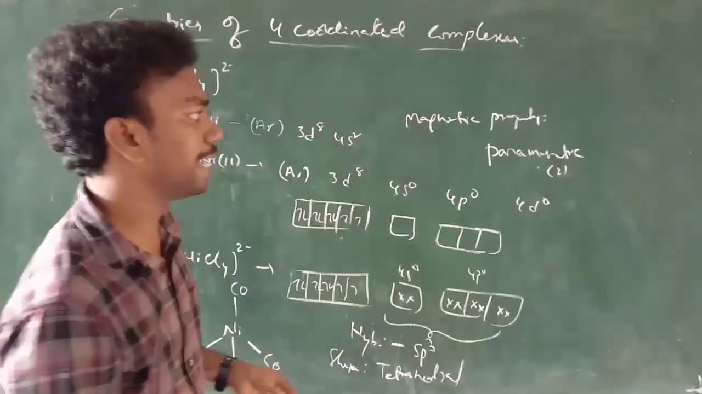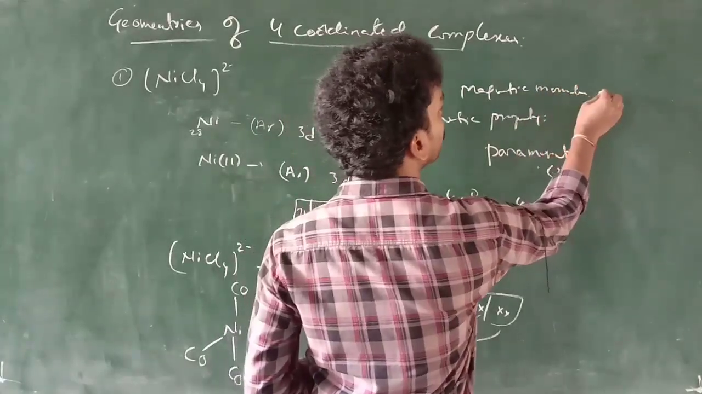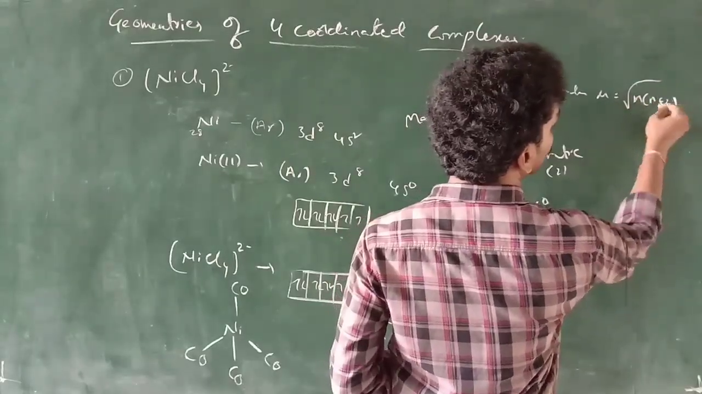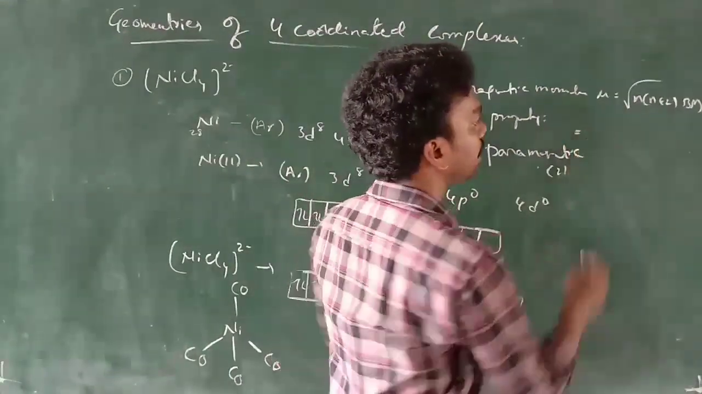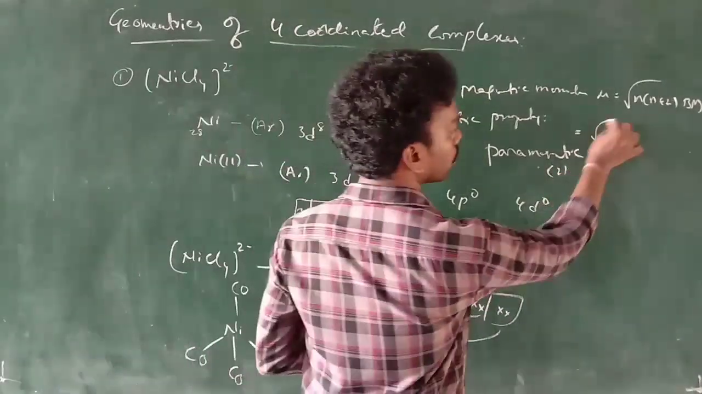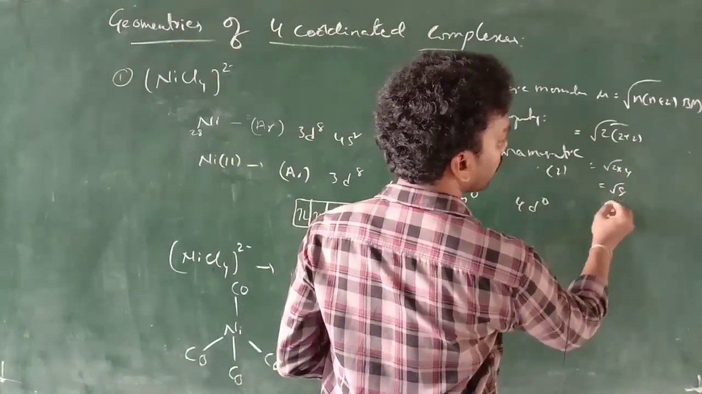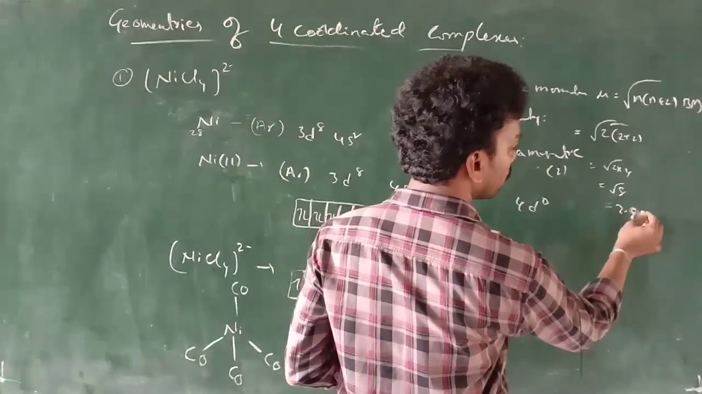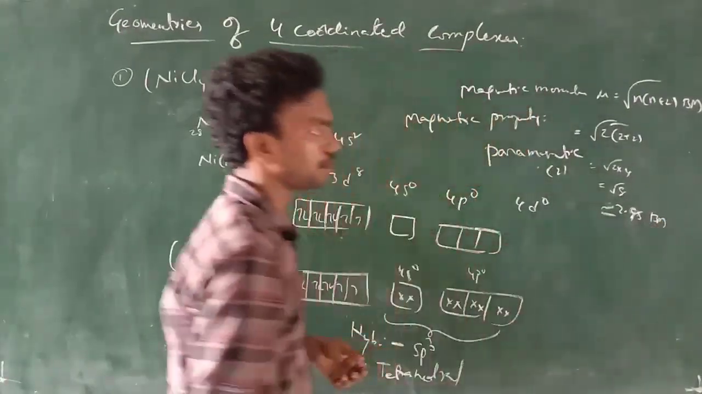Now here you can calculate the magnetic moment also. So mu is equal to the square root of n into n plus 2 Bohr magneton, where n is the number of unpaired electrons. Here we have two unpaired electrons. So square root of 2 into 2 plus 2, that is square root of 2 into 4, root 8, which is around 2.83 Bohr magneton. Okay, right.